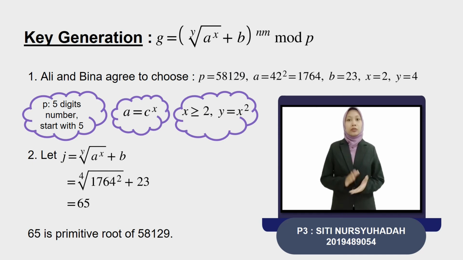Since Ali and Bina choose the values that produce a primitive root of the prime number, they can proceed to generate their keys. Ali chooses n equals 16 and m equals 16 to be his private key, and Bina chooses r equals 23 and s equals 41 to be her private key. Both of them will generate their key by using the formula given, where Ali will get 28376 and Bina will get 31318. Then they will exchange their keys, where Ali will give his key to Bina and Bina will give her key to Ali.